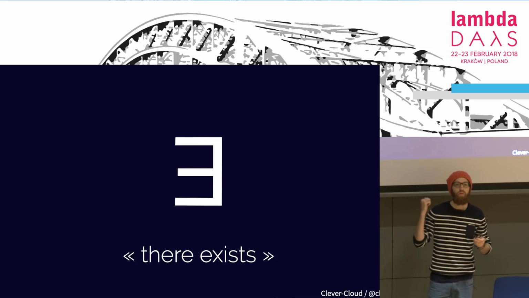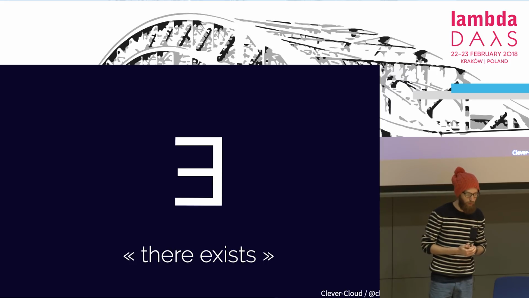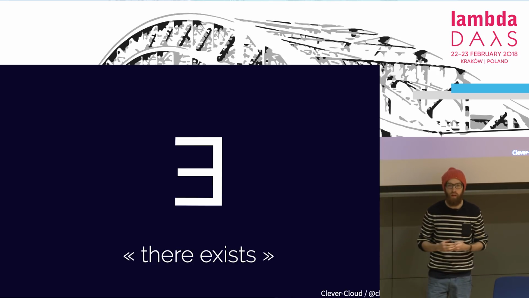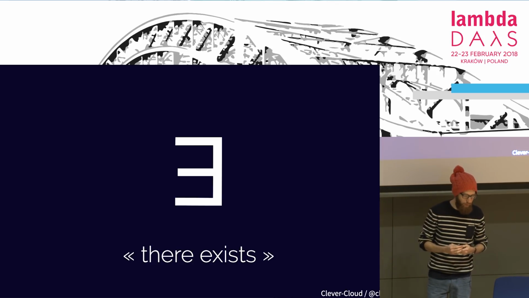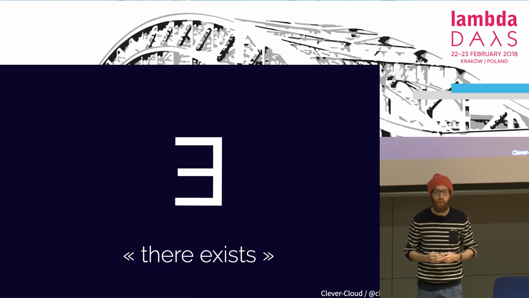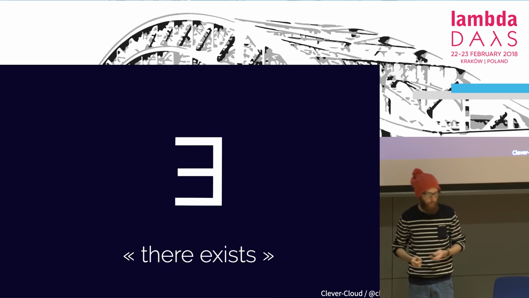Don't know if you know this symbol. It's called the existential quantifier. And in plain English, it means there exists. There is a value such that it does that. And that's precisely what types do, what tests do. There exists a value such that it works or it doesn't work.